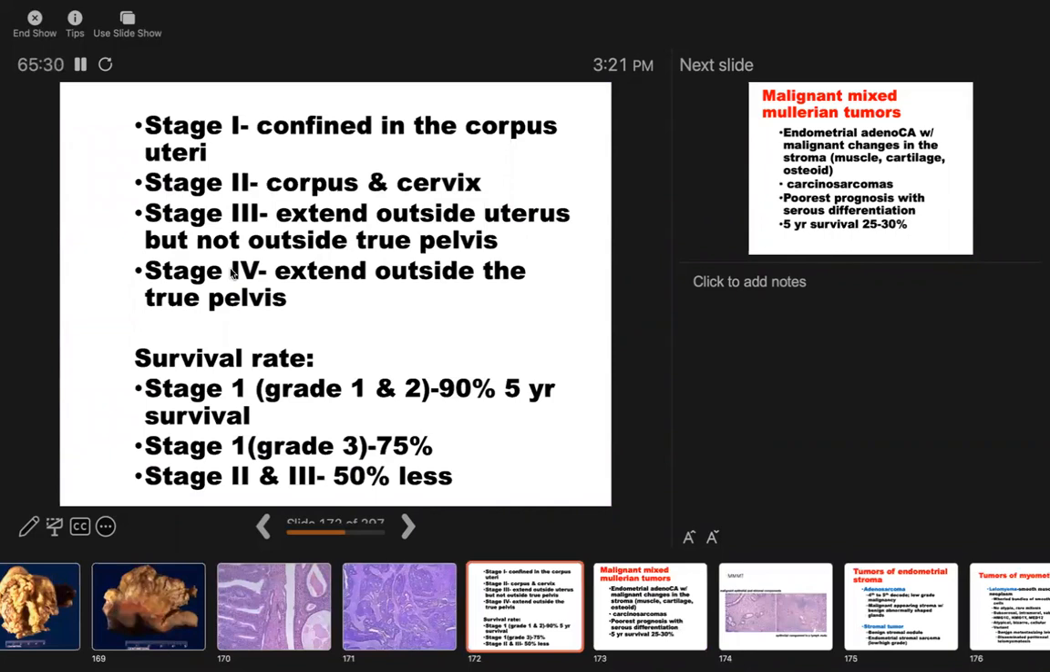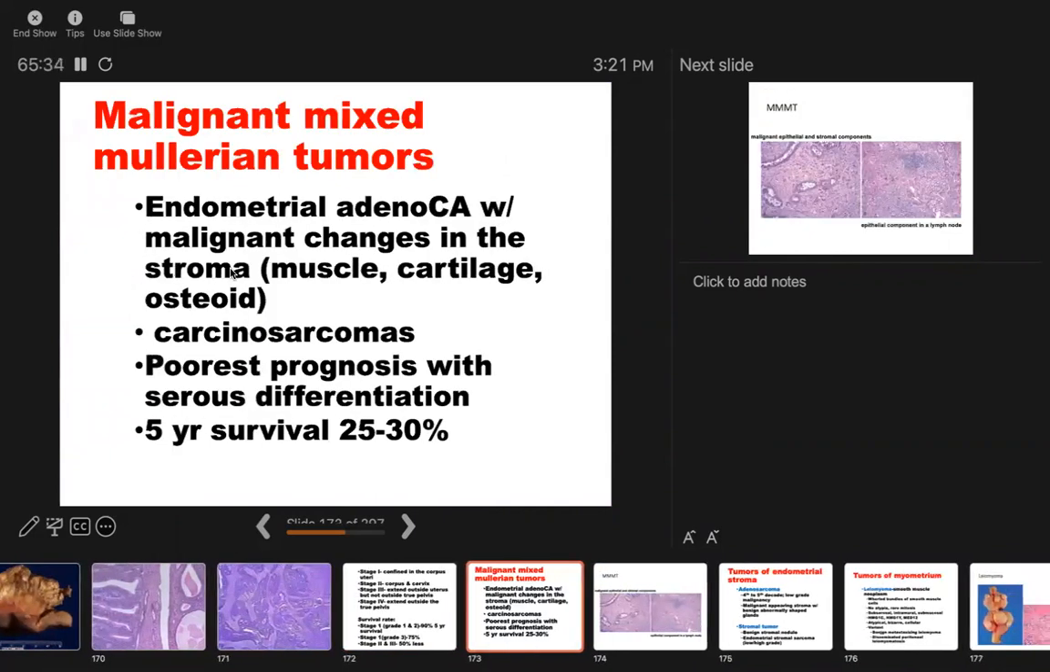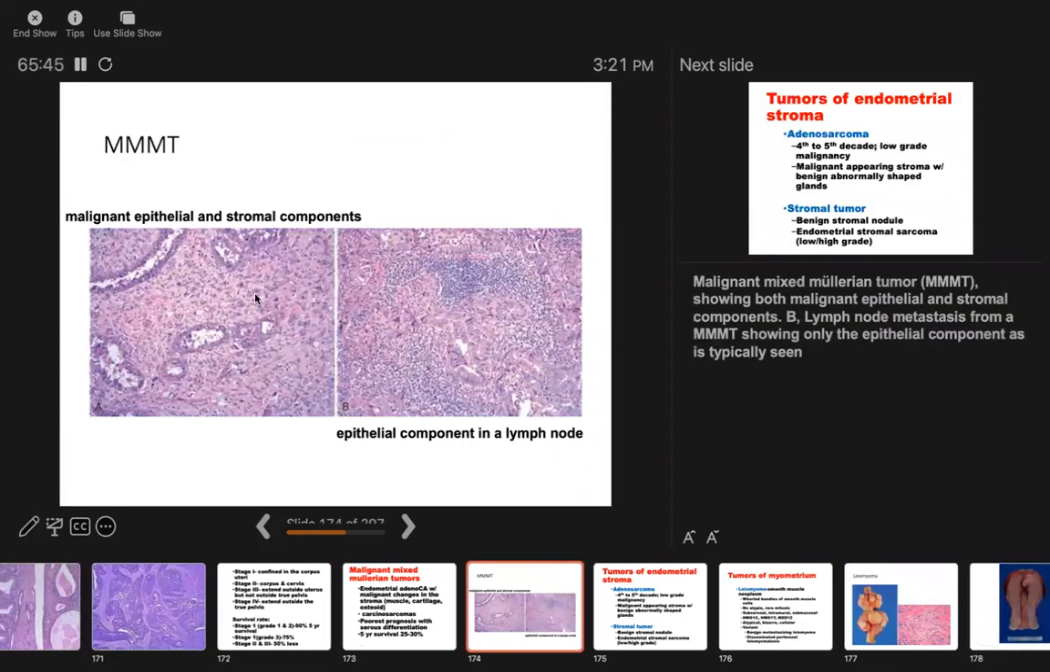Now, the third on the list, earlier, is MMMT, or malignant mixed Mullerian tumor. It is called mixed because you see two things. One is the epithelial component, gland, and the other one is the mesenchymal component, which may appear in the form of sarcomatous components like skeletal muscle, cartilage, adipose tissue, bone. Okay, so it's called malignant mixed Mullerian tumor because you look for two patterns. One is the epithelial, two is the stromal.